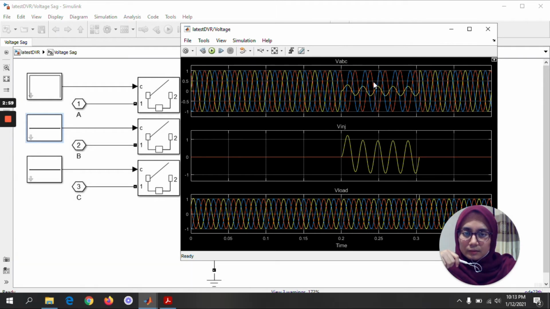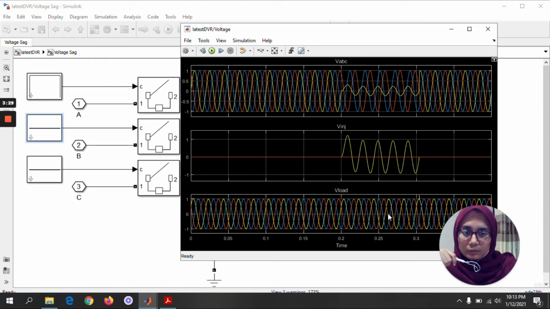Okay, this is the result for the single line to ground fault. We choose phase A to have the sag condition, and the others will be in a stable condition. For the voltage injection, the sag at phase A is restored by the injection transformer in the DVR controller.